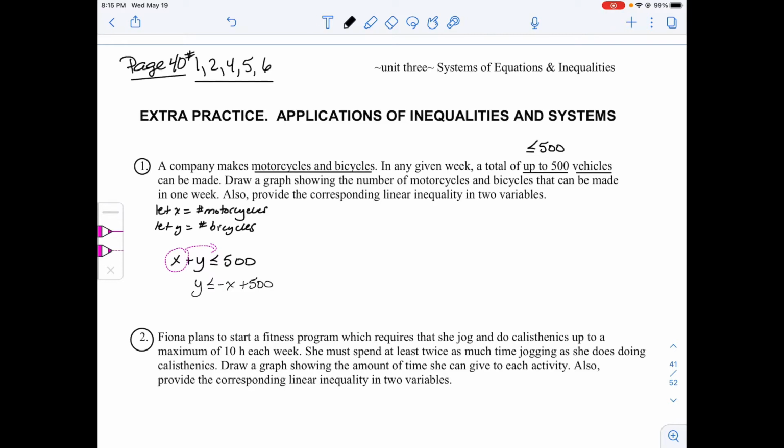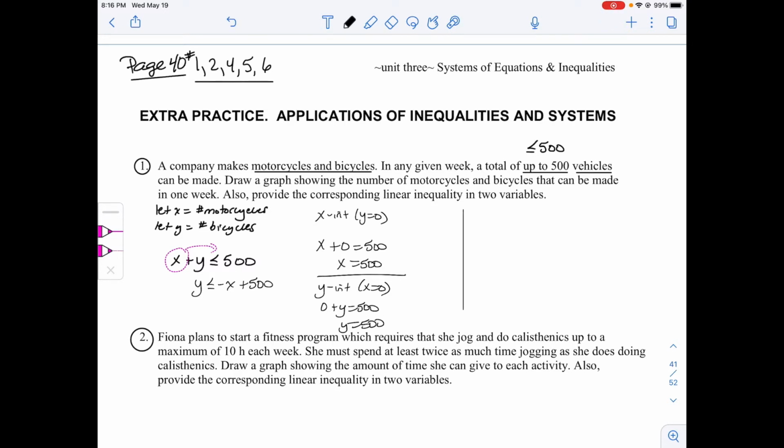Another way of thinking about how to graph this would be to find my x and y intercepts. For the x-intercept of the corresponding function, we let y equal 0, so x plus 0 equals 500. I'm just looking at the linear equation, not the inequality. So x would be 500. For the y-intercept, x equals 0, so 0 plus y equals 500. So y equals 500.